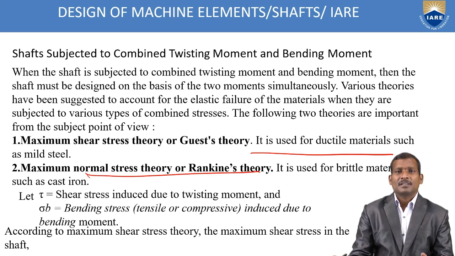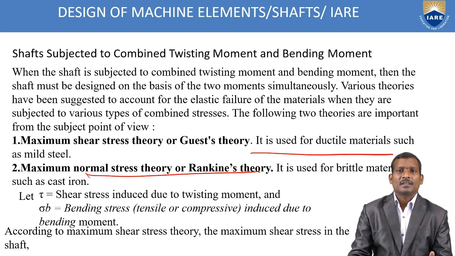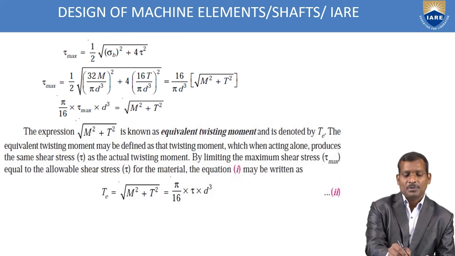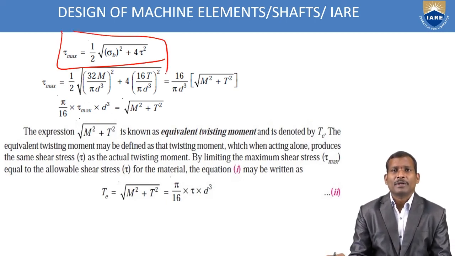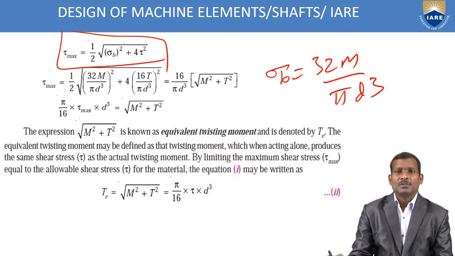Similarly, second case, apply maximum normal stress theory, Rankine's theory. Calculate diameter of the shaft. Clear? See, the first case, in the maximum shear stress theory, the maximum shear stress tau max is equal to 1 by 2 the square root of sigma b square plus 4 tau square. So already you know the sigma b is equal to 32 M by pi d cube. Similarly, tau also you know, 16 T by pi d cube. So already we have learned that equation.